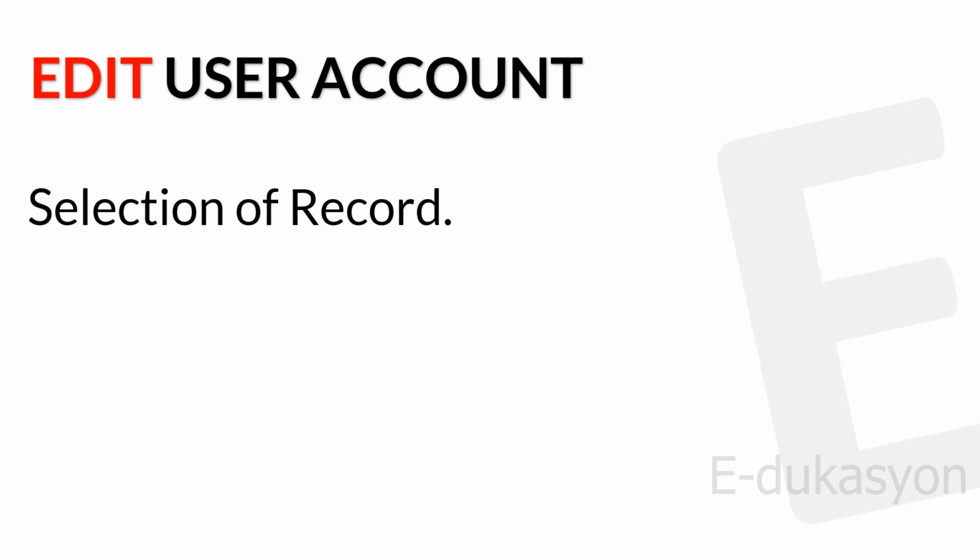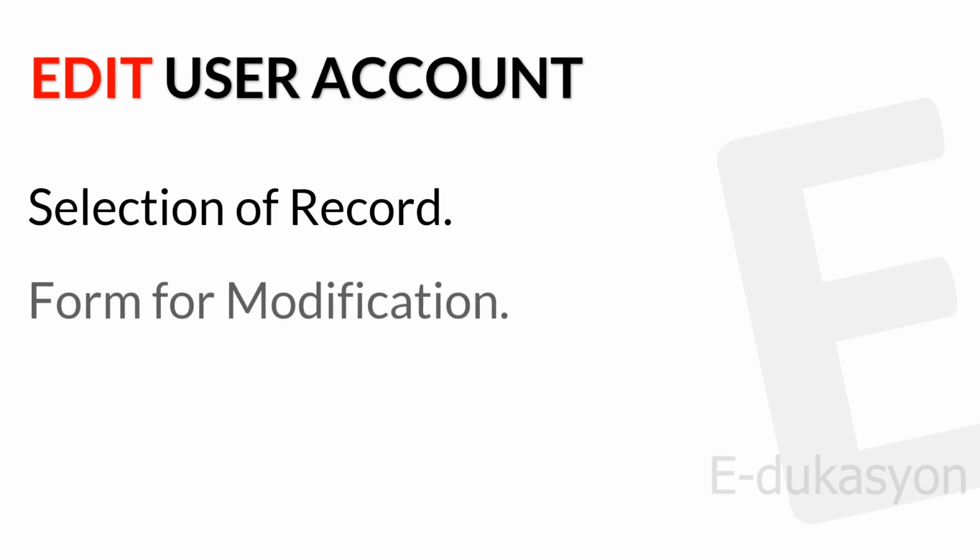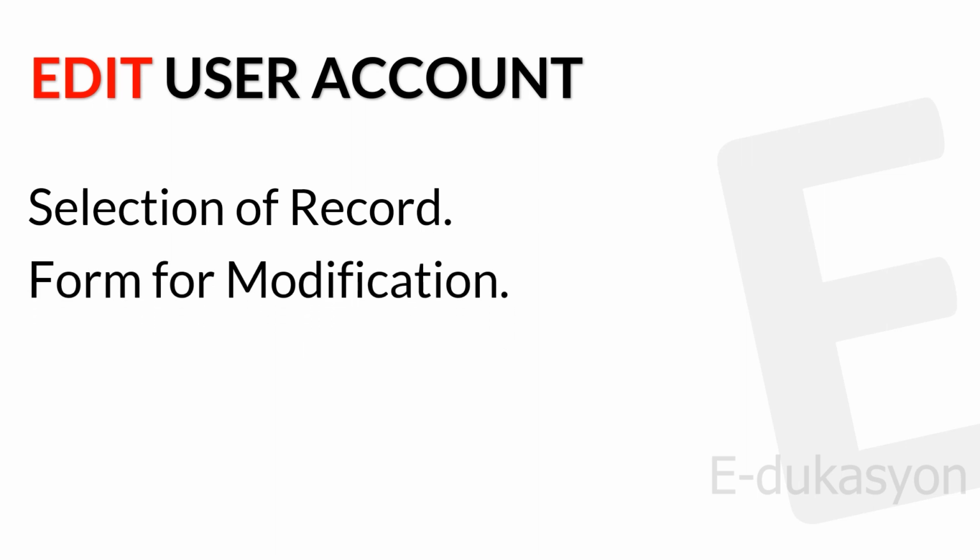First, selection of record. The user must choose a record from the list view to begin the editing process. This selection determines the record to be edited, and the associated user ID variable captures this information. Second, form for modification. Upon selecting a record, a new form opens to facilitate the modification. This form enables the user to make changes to the selected record.